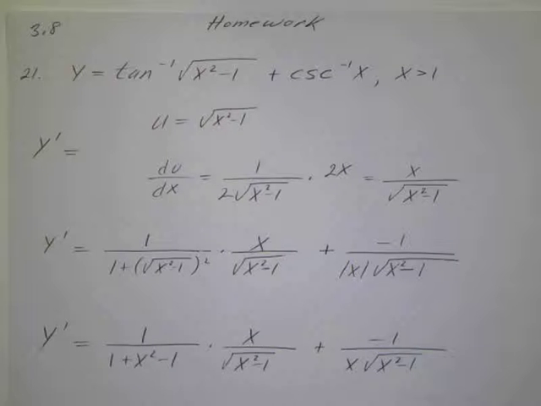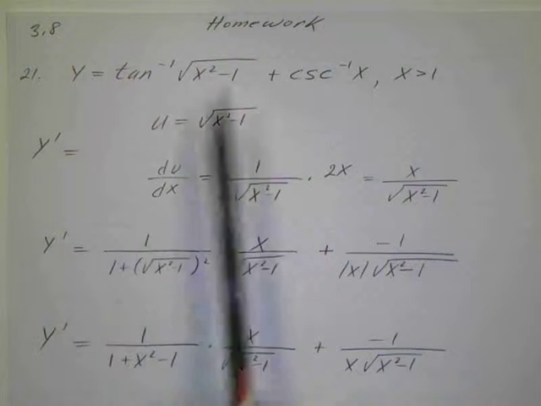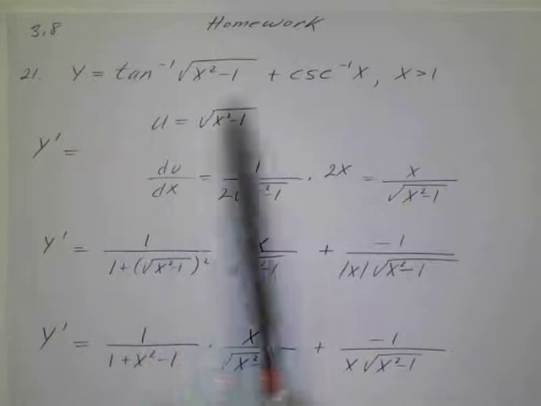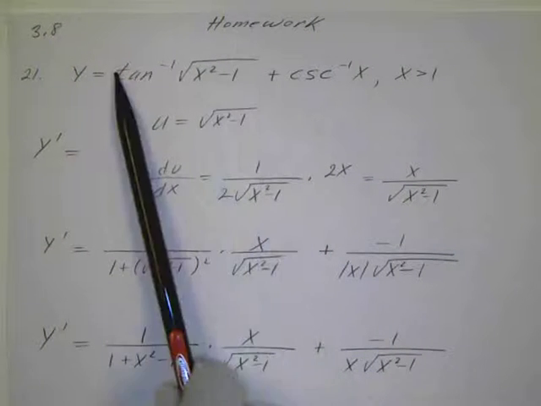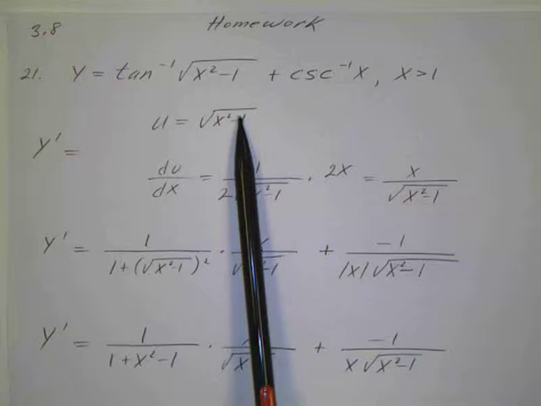Okay, another problem from section 3.8 is number 21, and again we're trying to find the derivative. It's a little more complicated function. We've got a couple of terms. If we look at this one, it actually involves the chain rule, where we have a u. This is the inverse tangent of the square root of x squared minus 1. So this is going to be my u, and we're looking for, again, y prime.